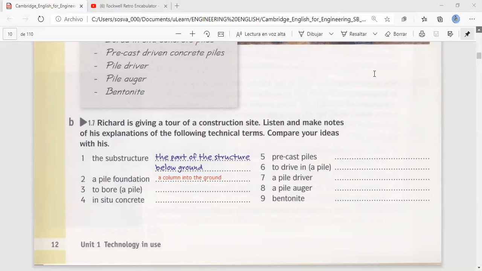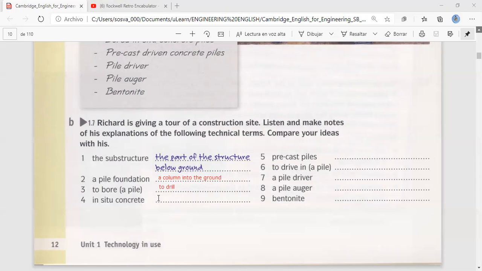What else? What about to bore? What is the verb to bore? He mentioned a synonym. The word that he used is drill. To bore is an action verb. So to bore means to drill, to make a hole. Okay. To make a hole. To drill, to, of course, place the column.